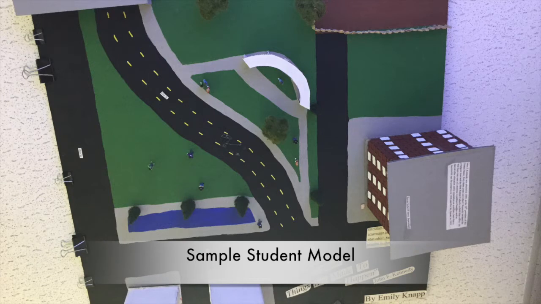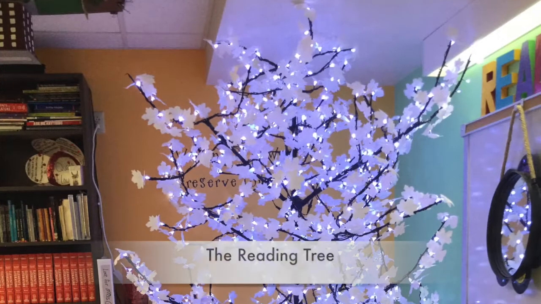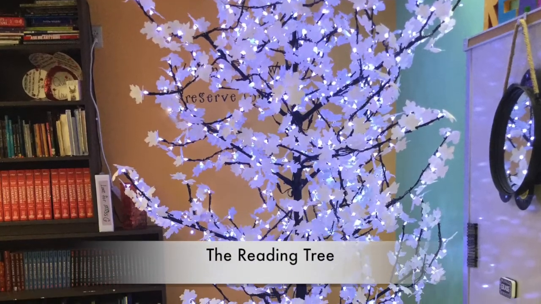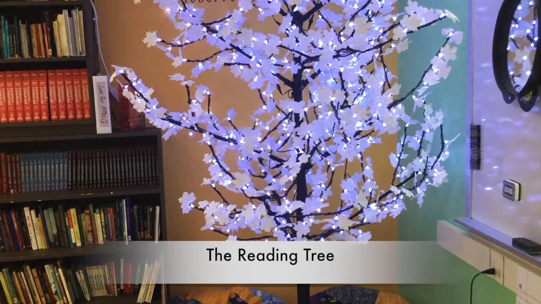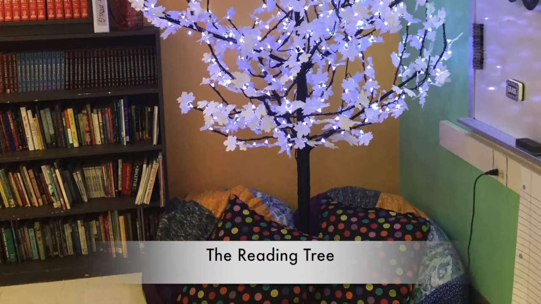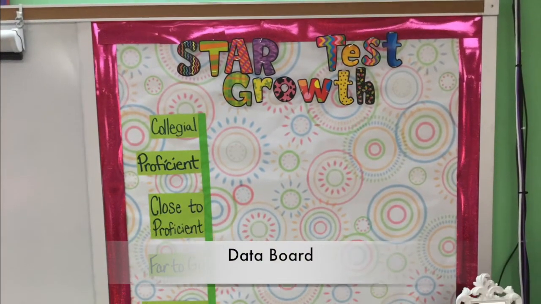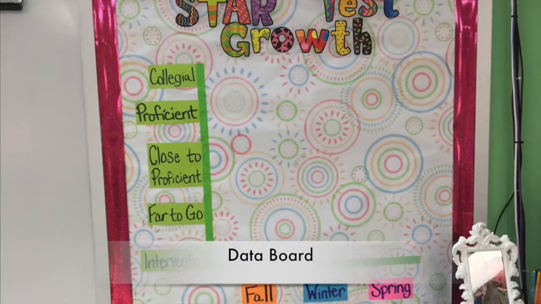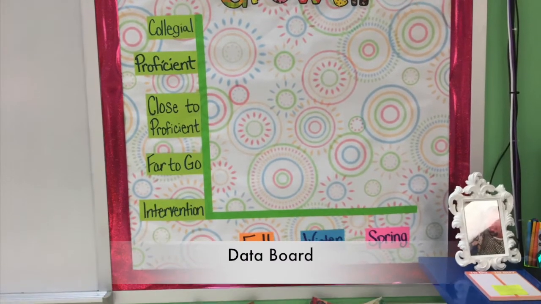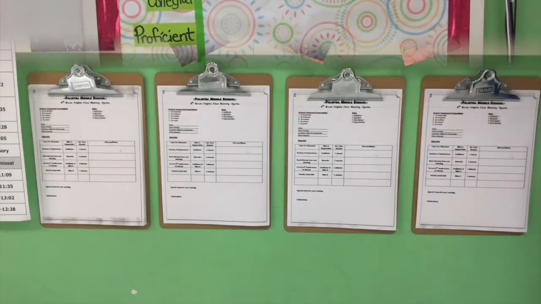If you look up to the ceiling, you will see another example of a visual aid made by a student that we will refer to throughout the rest of the school year. Our reading tree offers a very calm and relaxing atmosphere when you need to read a book or maybe just relax a little. Our STAR Test Growth Bulletin Board will allow us to track our data as we grow through each season this school year.